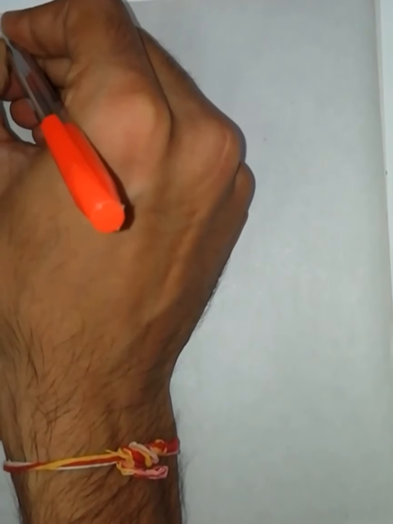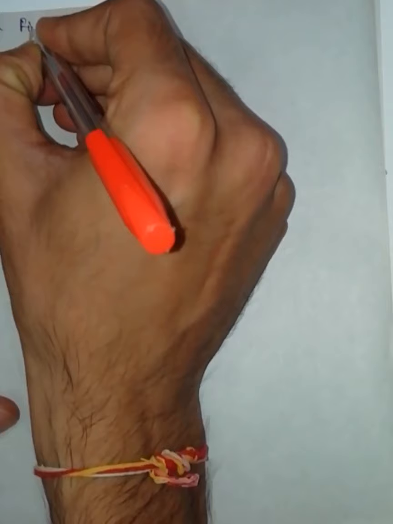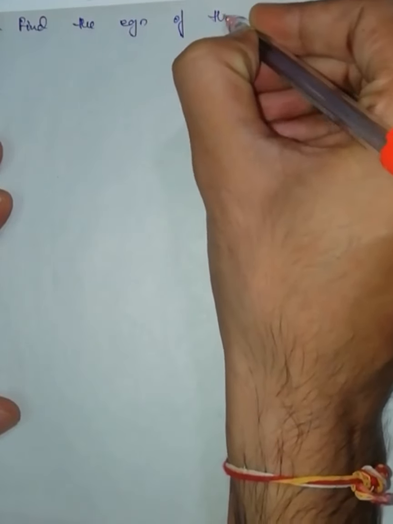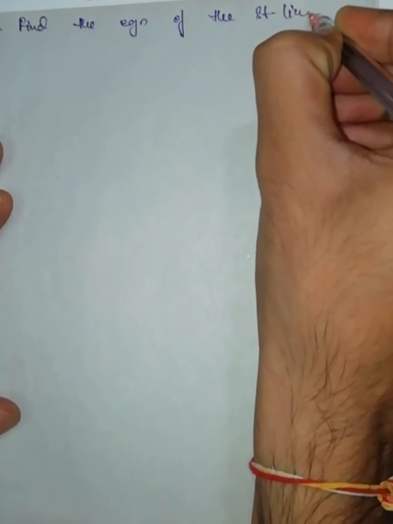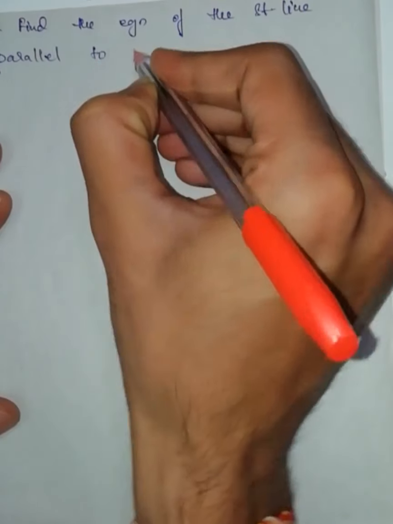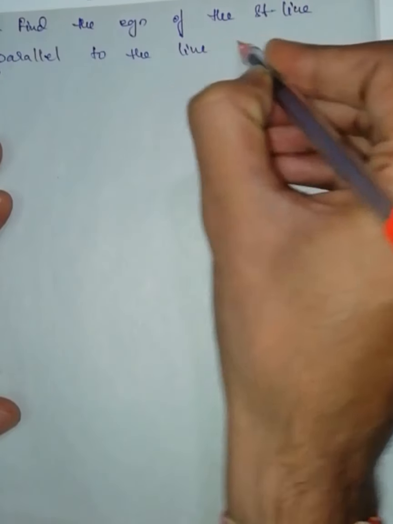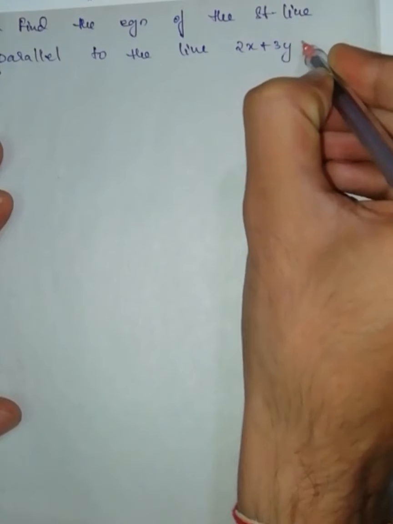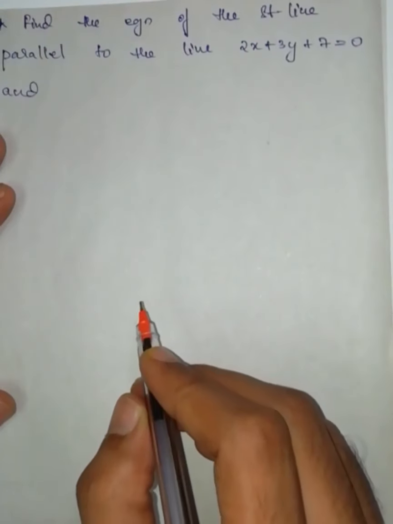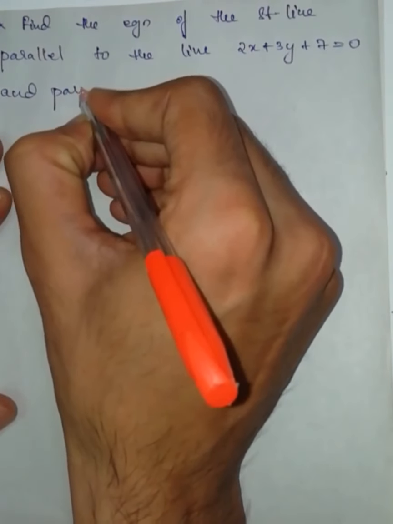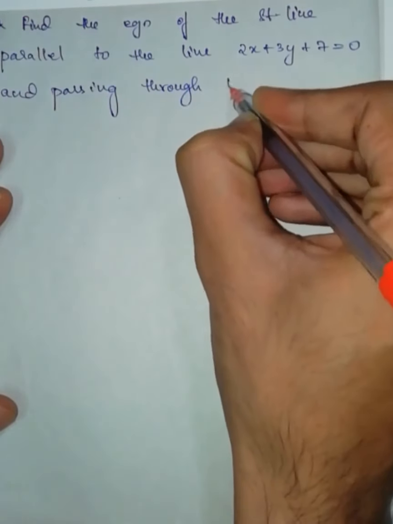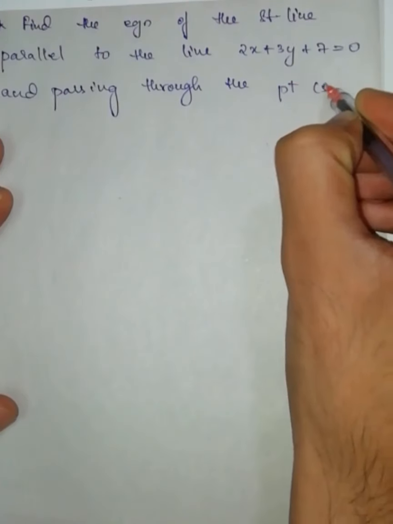Problem: Find the equation of the straight line parallel to the line 2x + 3y + 7 = 0 and passing through the point (5, 4).